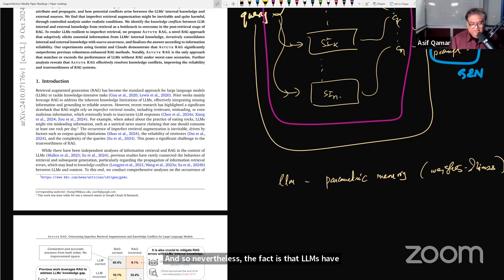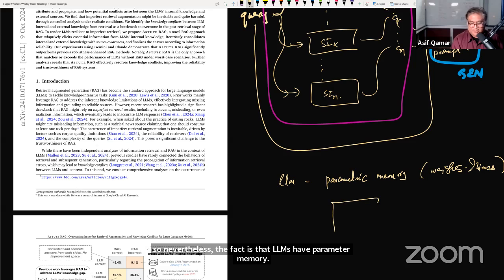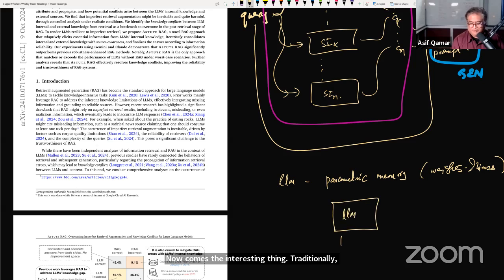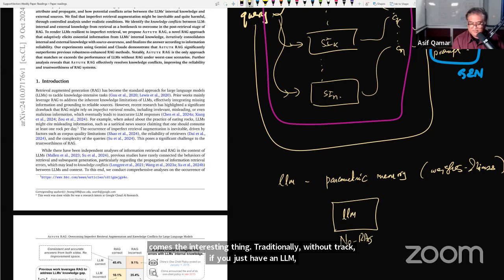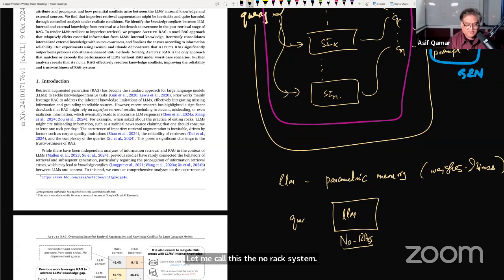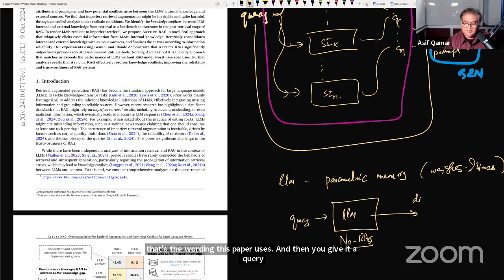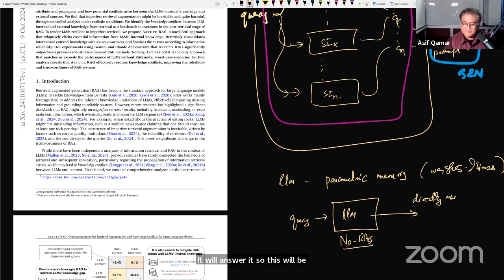Now comes the interesting thing. Traditionally, without RAG, if you just have an LLM, let me call this the no RAG system, because that's the wording this paper uses, and then you give it a query, it will answer it. So this will be directly using the parametric memory.